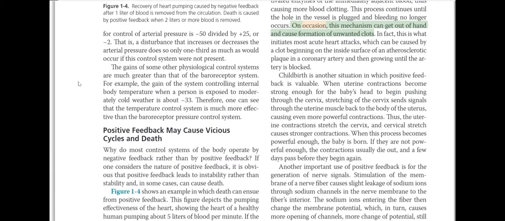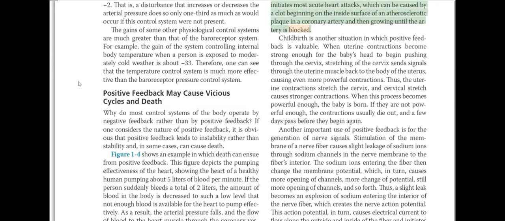On occasion, this mechanism can get out of hand and cause formation of unwanted clots. In fact, this is what initiates most acute heart attacks, which can be caused by a clot beginning on the inside surface of an atherosclerotic plaque in a coronary artery and then growing until the artery is blocked.